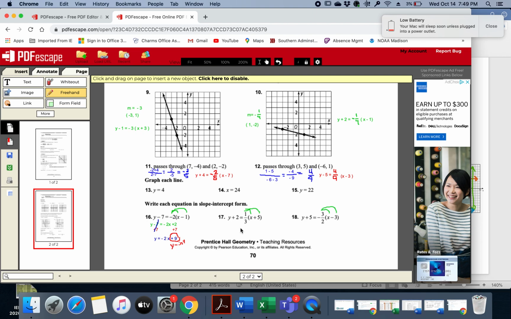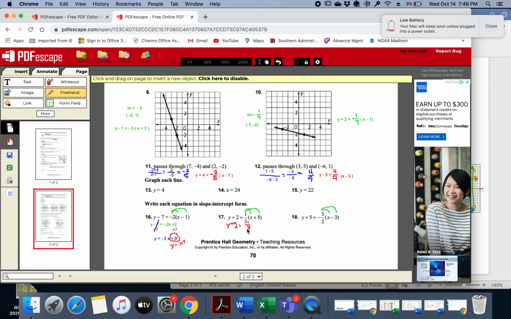Okay, so on 17, when we start by distributing, again, I'm going to just rewrite the left side. I have y plus 2 on the left. And on the right, I've distributed the 1/3 through the parentheses. 1/3 times x is simply 1/3 x.